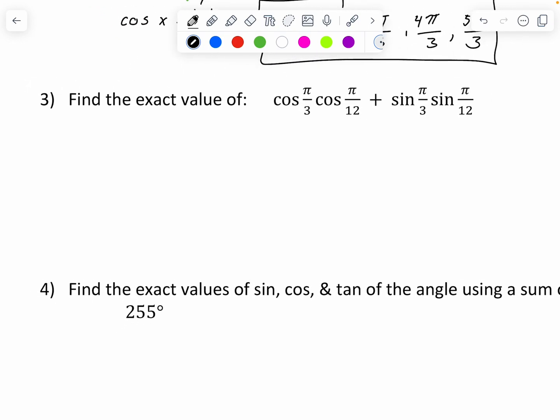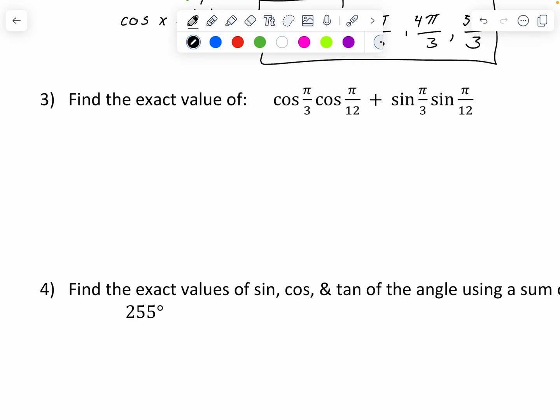Now for number 3, we want to find the exact value of cosine of pi over 3 times cosine of pi over 12 plus sine of pi over 3 times sine of pi over 12. Now, what we need to do for this is remember that this is actually one of our formulas for the sum or difference of angles. So when we've got our sum or difference formulas, we need to look at this and compare it to the formulas that we have.